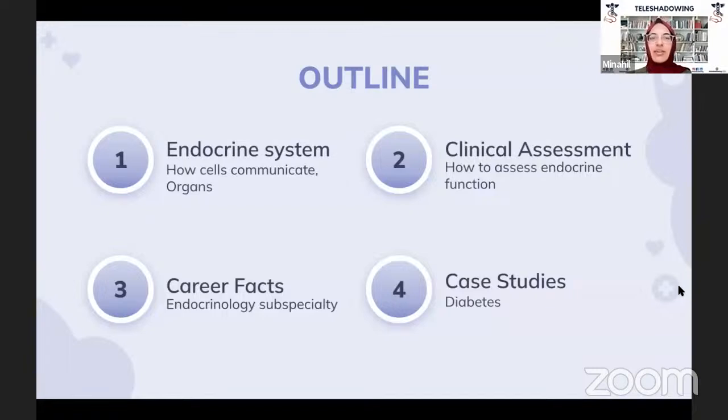So today we're going to be talking about the endocrine system, just the basics, how glands work. Then we're going to be talking a little bit about how endocrinologists do their clinical assessments and also how we as future clinicians also do that. Then we'll also learn a few career facts about how to become an endocrinologist and the pathway to becoming one. And then finally, we'll have some case studies on diabetes and other diseases by Dr. Chima, all related to endocrinology.